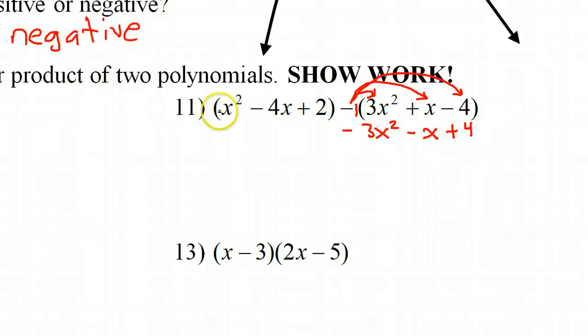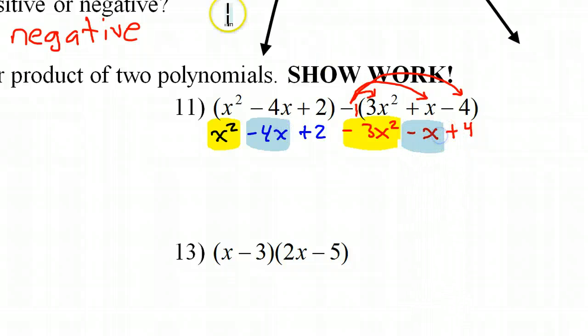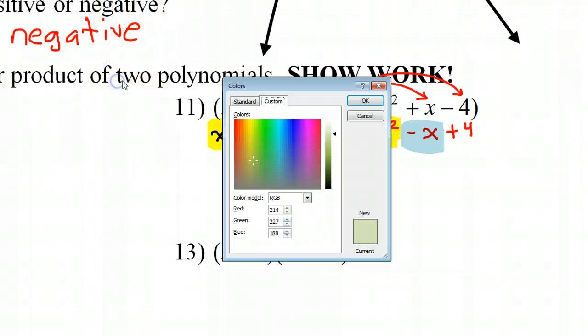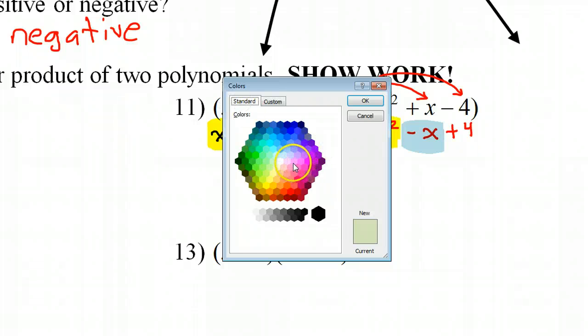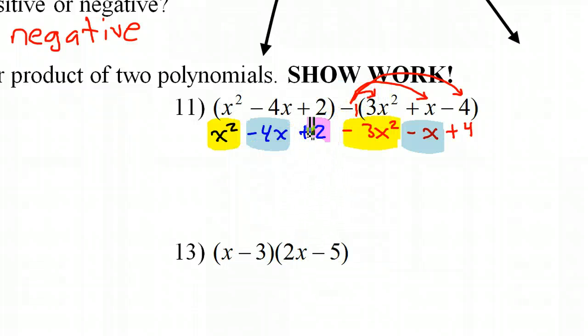Now I can bring down the other one. So just bring it down. x squared minus 4x plus 2. Now I can combine my like terms. Okay? The x squared goes with the negative 3x squared. Those are like terms. The negative 4x goes with the negative x. Those are like terms. And, you know what, I feel like I should have pink or something. Let's try this. Okay, the 2 and the 4, those are like terms. So these are the terms I'm going to be putting together.